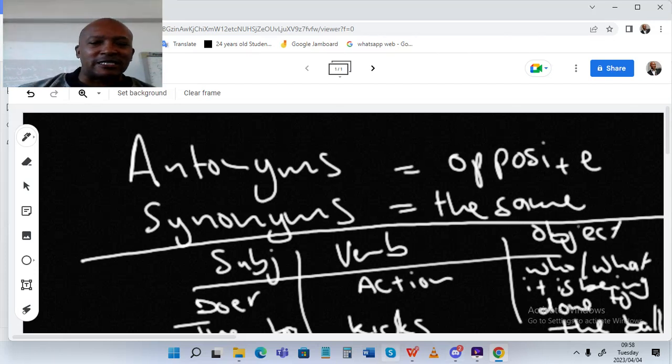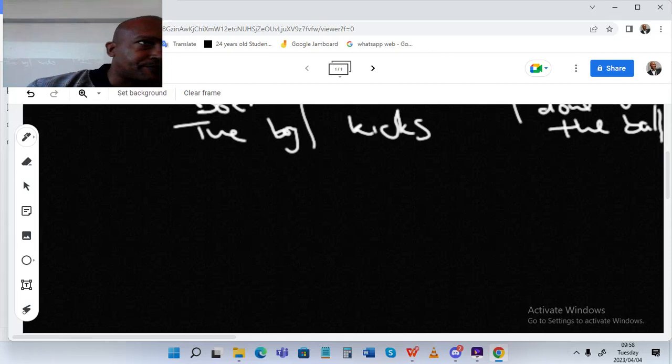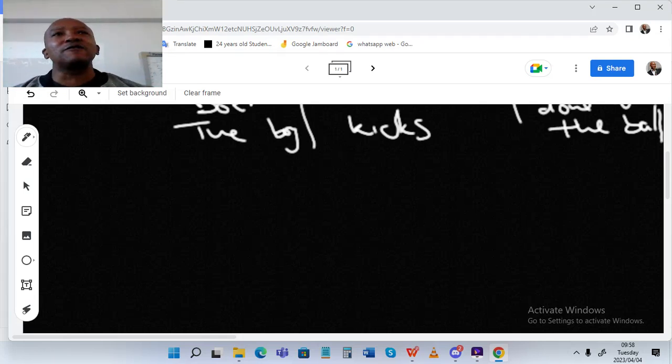Let's look at this particular sentence. The boy kicks the ball. That's your default sentence. You test everything against that sentence. Okay, then remember what we did. We had a list of things. First of all, we said to write from active to passive.